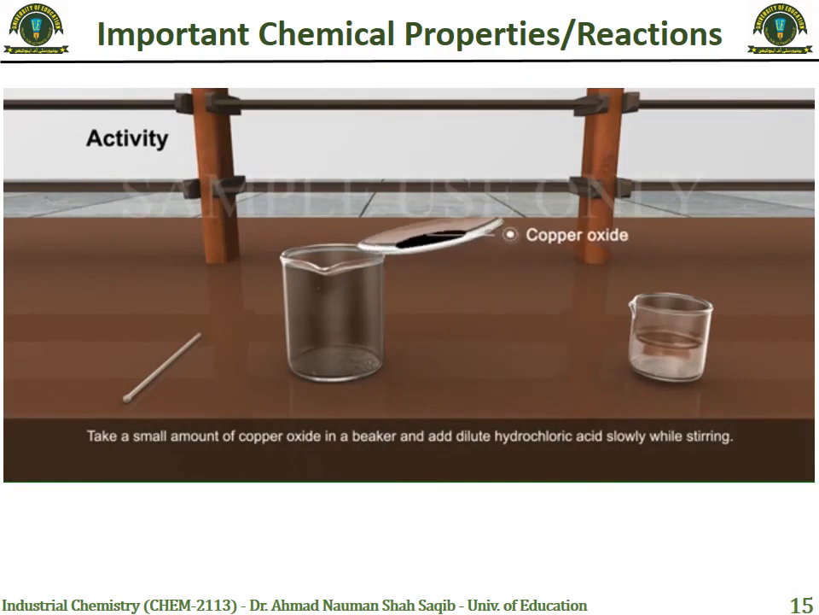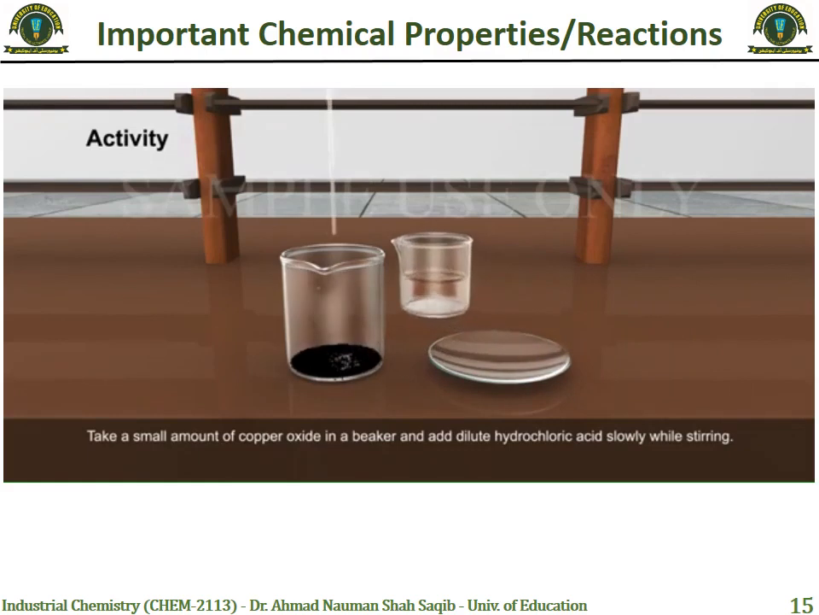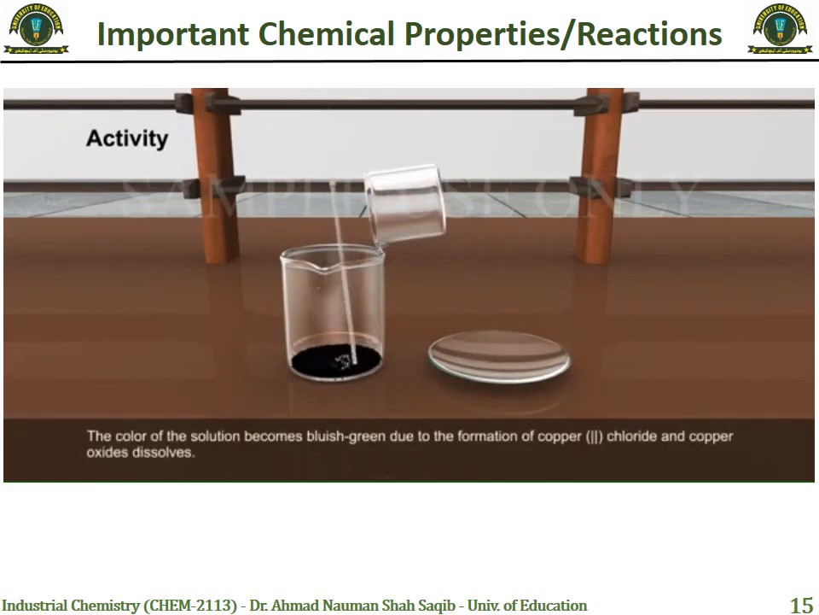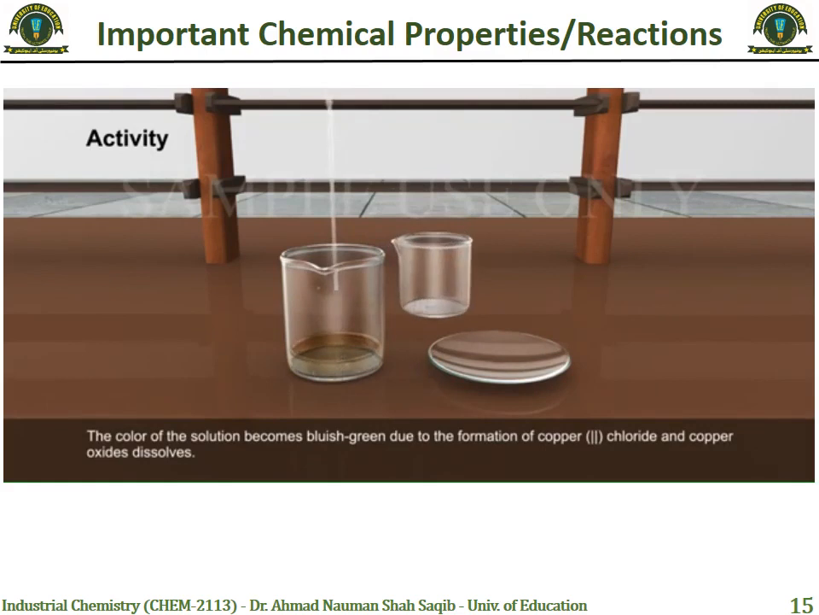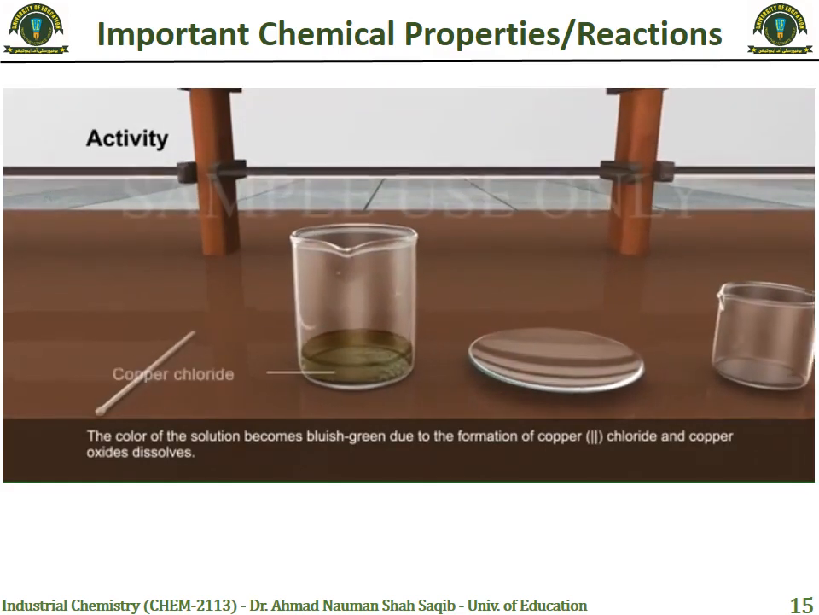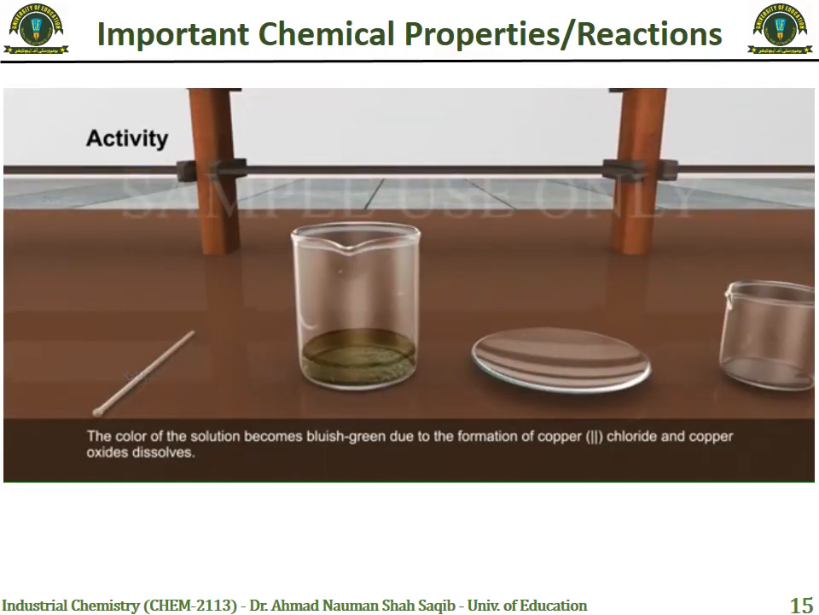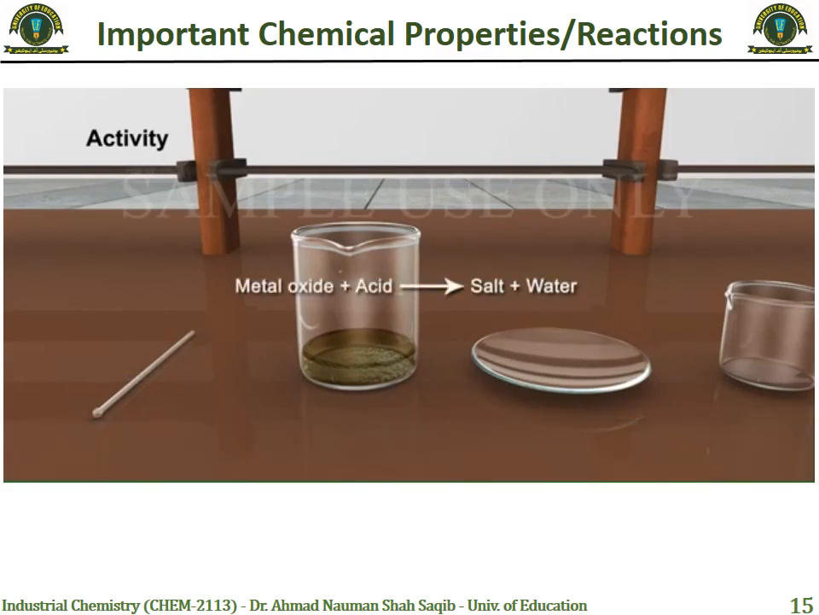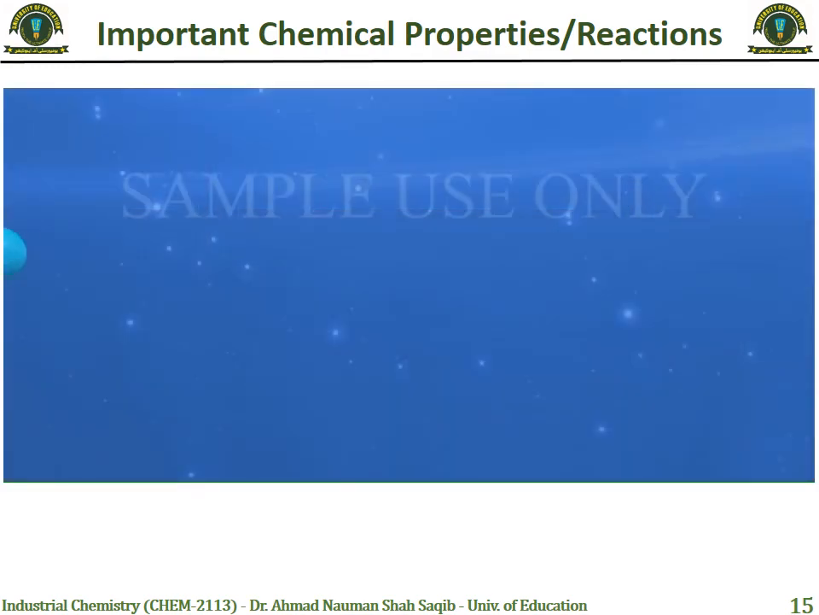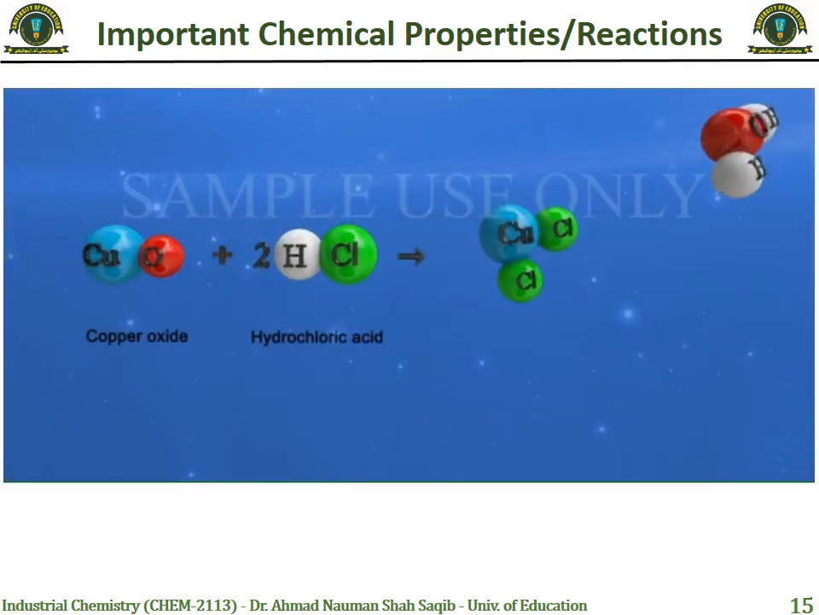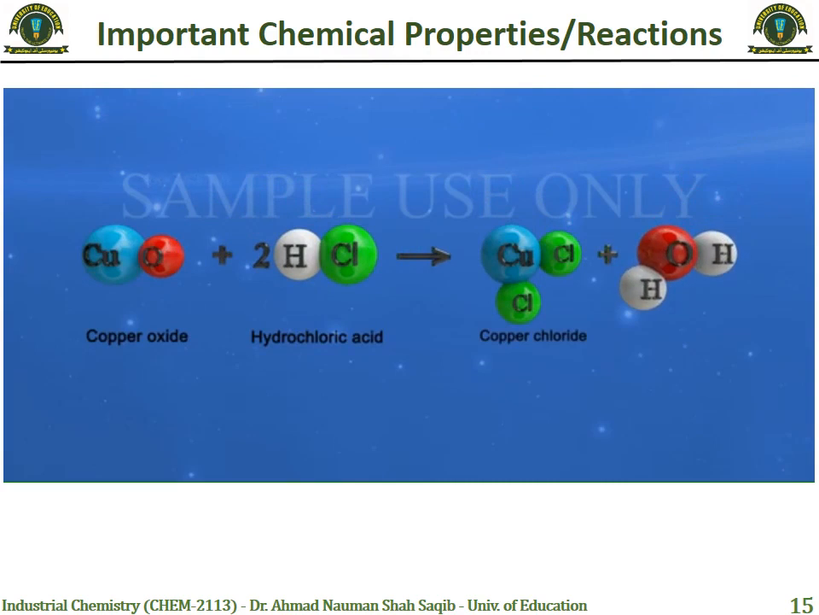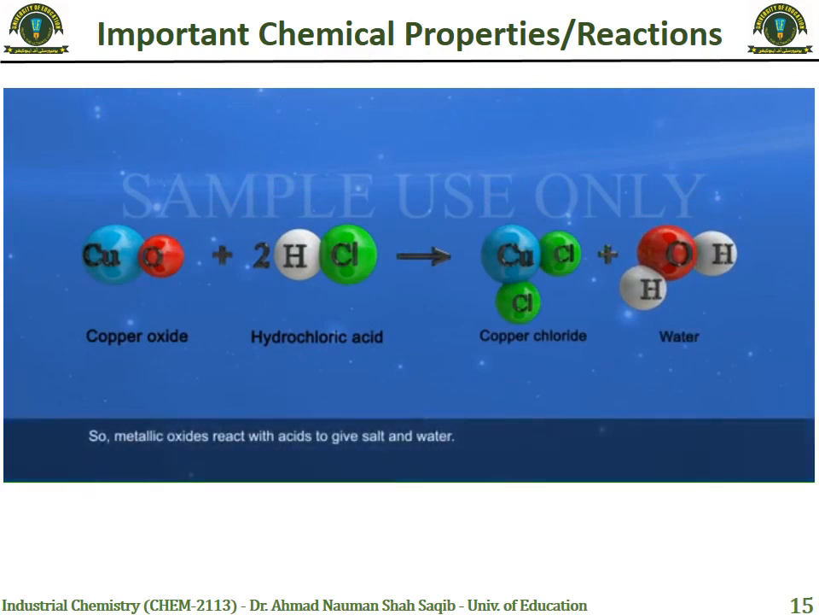Take a small amount of copper oxide in a beaker and add dilute hydrochloric acid slowly while stirring. The color of the solution becomes bluish green due to the formation of copper chloride as the copper oxide dissolves. Metal oxide plus acid gives salt plus water. CuO plus 2HCl gives CuCl2 plus H2O. So metallic oxides react with acids to give salt and water.